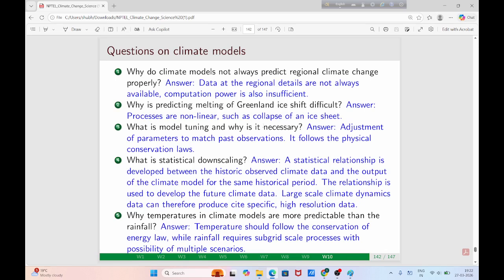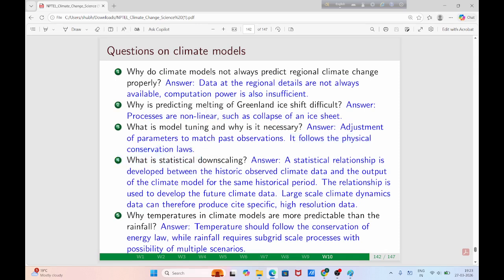There is another question: what is model tuning and why is it necessary? It is adjusting the model parameters to match past observations, because if we can match the past observations, only then can we be sure about the present and the future, because past is the backbone of present and present is the backbone of future. It is also performed to match the physical conservation laws.